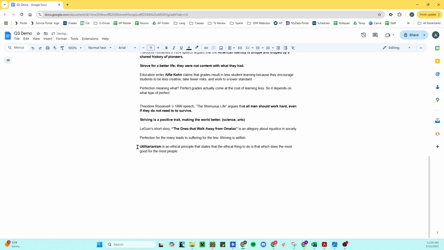And then we have utilitarianism as an ethical principle that states that the ethical thing to do is that which does the most good for the most people. So I would probably just tie that into what I already said, and say striving for perfection as an individual is not good if it leads to more suffering for those around you.